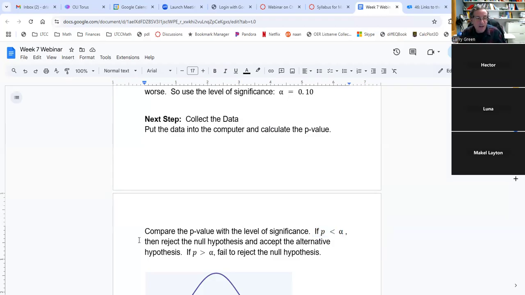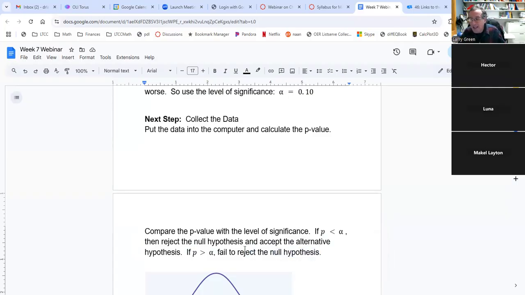Okay, if p is less than alpha, then we reject the null hypothesis and accept the alternative hypothesis. And you say, I have statistically significant evidence that the alternative hypothesis is true. Doesn't mean you know for sure, but you have statistically significant evidence is the way you word it. If the p-value is bigger than alpha, then you fail to reject the null hypothesis.